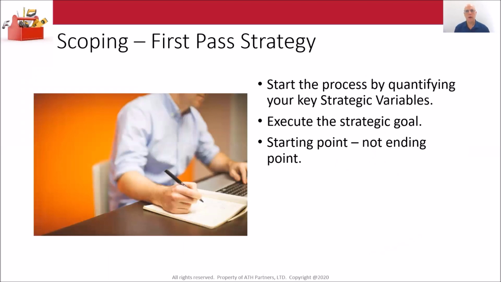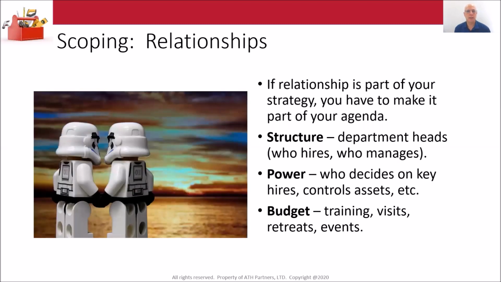So there are 3 ways to add to your list of variables. First is your first pass strategy. And this is what you came up with when you did the top half of the chart. This doesn't even include the counterparty. These are just your values and your priorities. The second thing is relationships. We talked about this a little bit before. If relationship is part of your strategy, if you need this person or these people across the table to help you with sales, with marketing, with operations, with manufacturing, if you plan on talking to them again and again, then you need to make relationship part of your agenda.